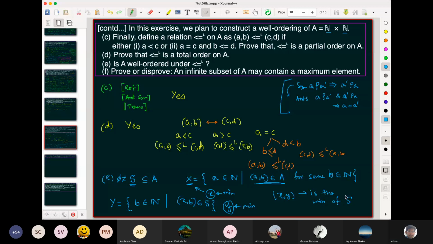Okay? I just wanted to make sure that you prove it in this way, with total orders. This is important, how you go about proving this. An infinite subset of A may contain a maximum element. Is this true or false? True, sir. I think it's trivial. You can just think of it. I'm not going into it due to lack of time.